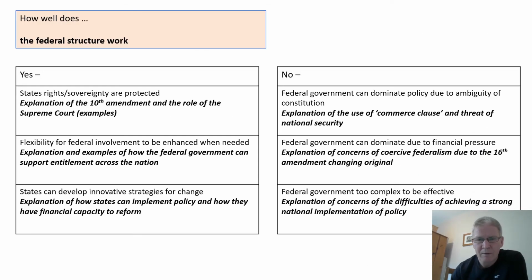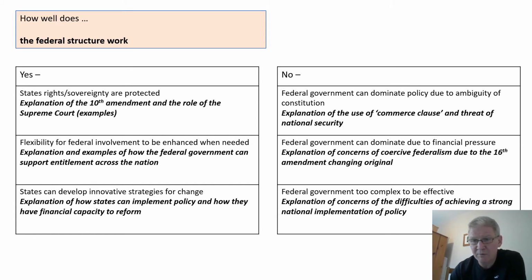Okay, the third potential question would be looking at how the federal structure works. Arguments in favour of the federal structure are the ways in which the states, who came together originally to make the United States of America, still have their sovereignty protected. You want to be able to explain the 10th Amendment here, but also give examples of how the Supreme Court has supported this. The other argument in favour of the federal structure is the capacity for federal government to get involved when needed.